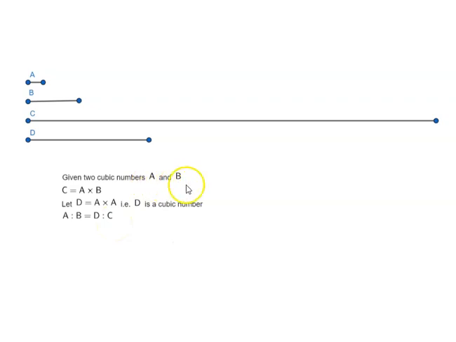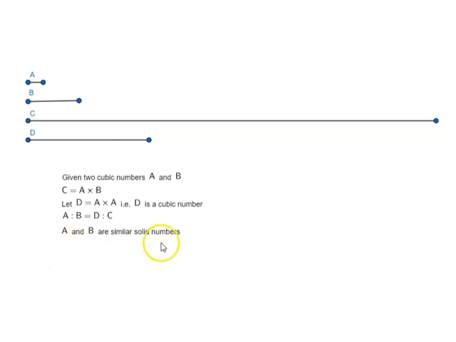And since A and B are cubic numbers, the sides of A will be the same. All the sides will be equal to each other. Similarly, the sides of B will be equal to each other. That means the ratio between the corresponding sides of A and B will be equal. That means A and B are similar solid numbers. Remember, a solid number is the product of three numbers. Similar means the corresponding sides are in proportion.